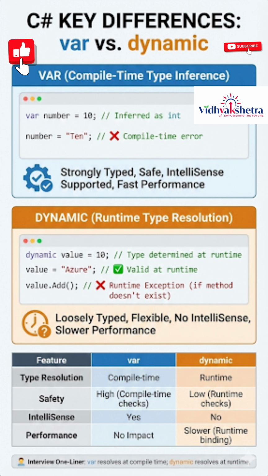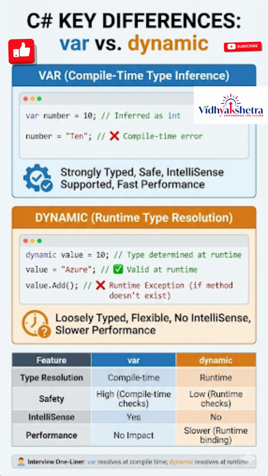Now let's move to the right side, the dynamic keyword. With dynamic, the compiler does not determine the type at compile time. The type is resolved only when the program is running. Notice here, the same variable holds an int first, and then a string. This flexibility is powerful, but it comes with serious risks. Runtime binding also makes dynamic slower than var, especially in large or high-performance applications.